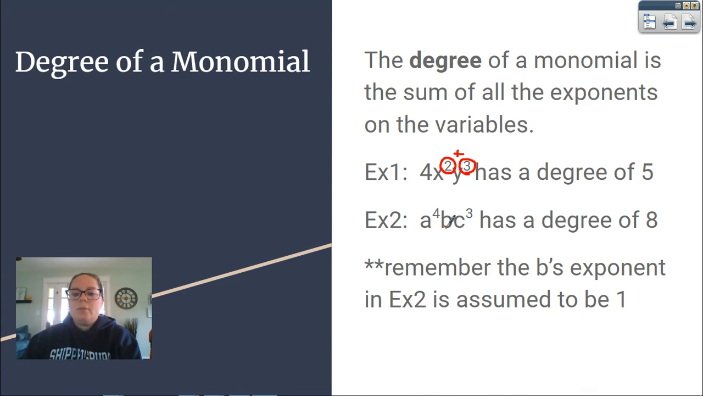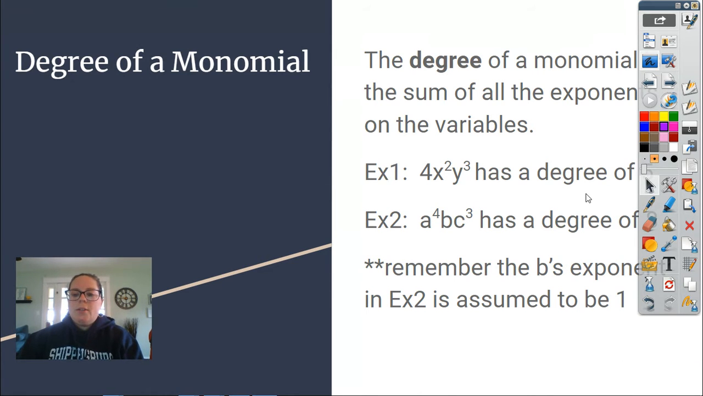In this example, the degree, I already have here, is 8. This one might be a little confusing for you. So the exponent of the variable a is 4. The exponent of the c is 3. But we have to remind ourselves that this b actually has an exponent, and it would be a 1. So I would be adding up that imaginary 1 with the 4 and the 3, which then gets me the 8. So please make sure that you know if there is a variable without an exponent, it does intend to have an exponent of 1.